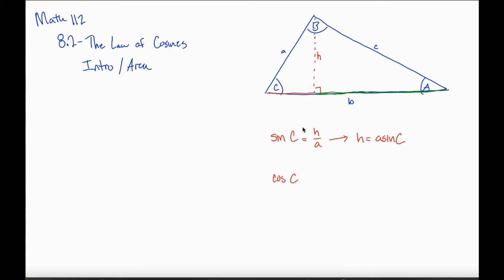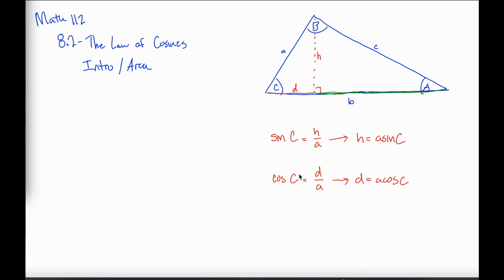And then if I want to look at the cosine of C, I better give this adjacent side length a name. Maybe I'll call it d. Again, using SOHCAHTOA, the cosine of C would be equal to adjacent over hypotenuse, so d over a. And so if I wanted to solve for d, I could multiply both sides of this equation by a and get that d is equal to a times the cosine of C.